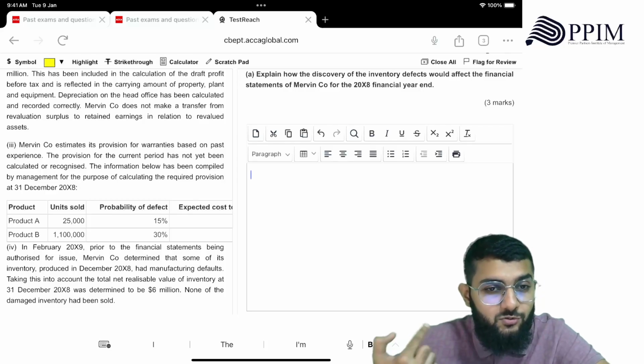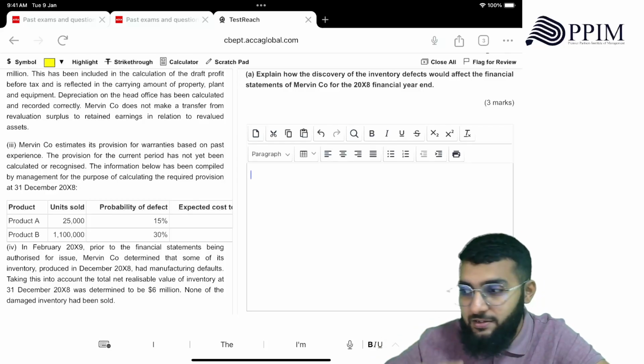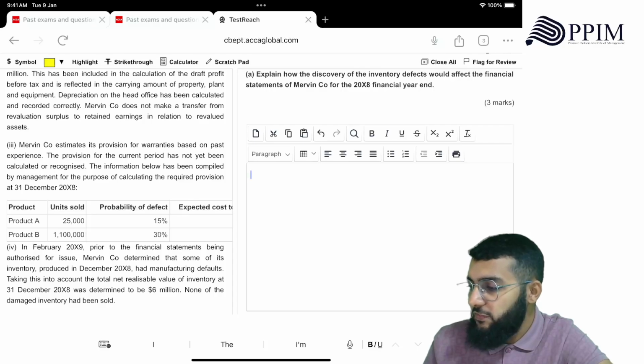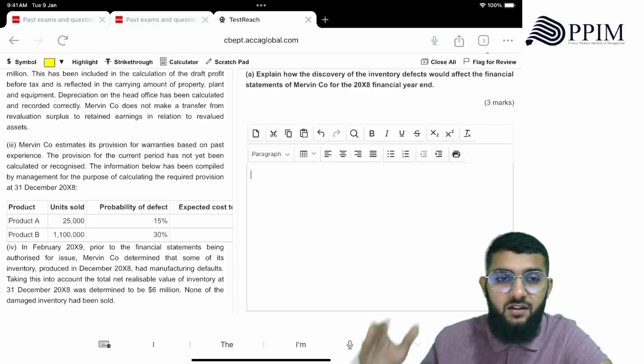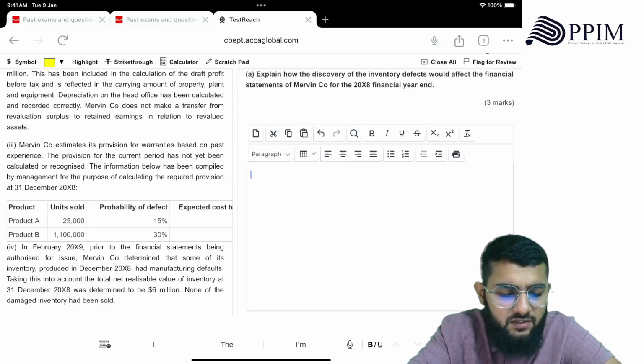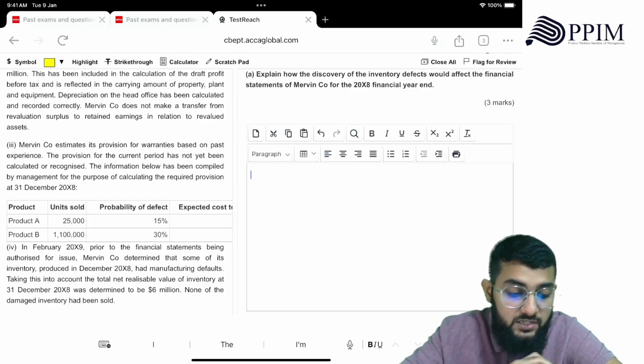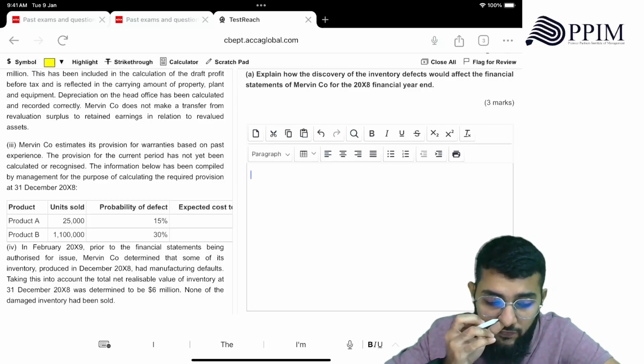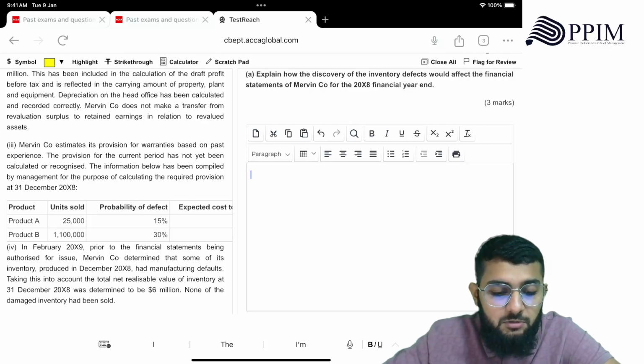Now here you have to speak from the perspective of it being an event after reporting period. In February 20x9, prior to the financial statements being authorized, defects were found. Taking this into account, the total NRV of inventory at 31st December was determined to be 6 million. None of the damaged inventory had been sold.